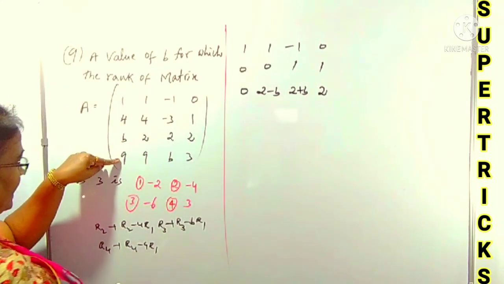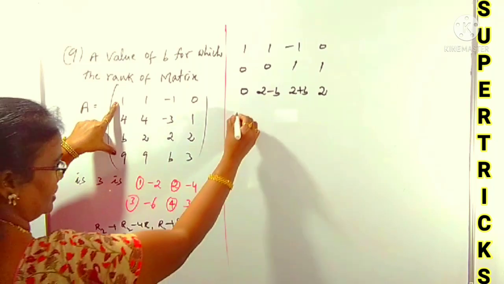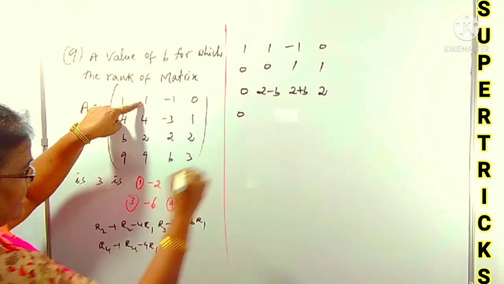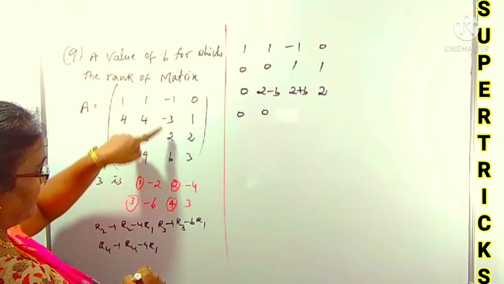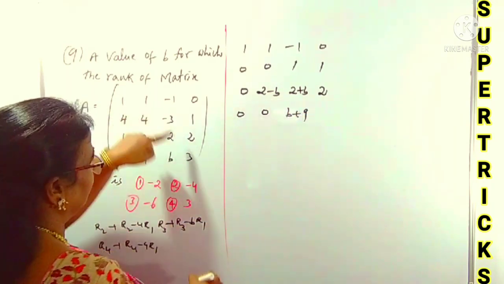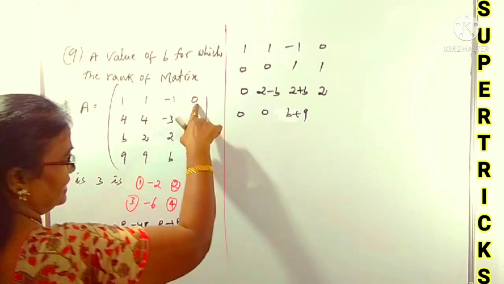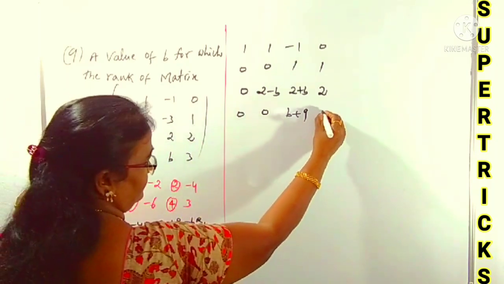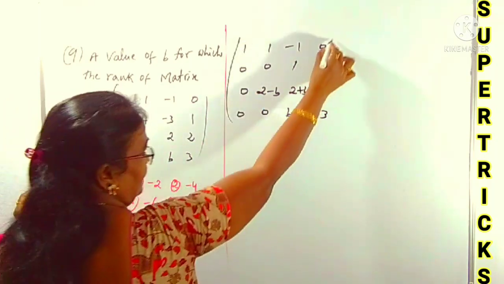Next with 9: 9 minus 9 is 0, 9 minus 9 is 0. Then b minus, or rather, minus 9 plus 9, gives b plus 9 here. Then 3 minus 0: 9 into 0 is 0 only, so 3 minus 0 is 3. Okay, these 4 rows are ready.